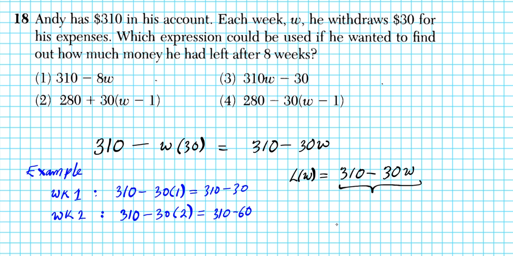But how many ways can you write an expression? There are infinitely many ways, right? So let's compare this function expression with all the expressions we have here and see which one is equal to 310 minus 30W. All right, let's take a look at the first one. That's totally wrong because of the 8 right there. Let's grab that. Option 3, 310, no way. You multiply W by the $30. You don't multiply it by how much he has in his account.